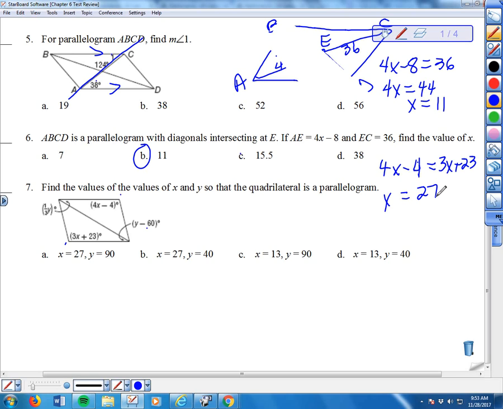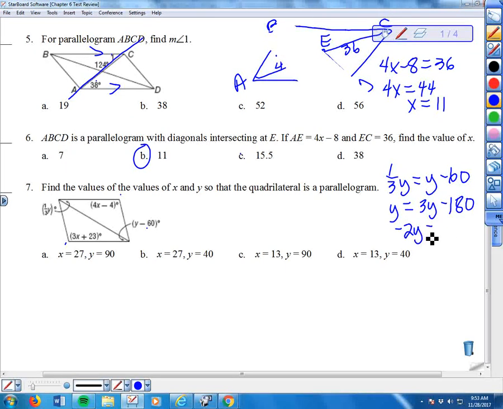1/3 y equals y minus 60. So if I multiply everything by 3, and then I subtract, I get negative 2y equals negative 180. So y is 90. So it is A. Questions on that one?